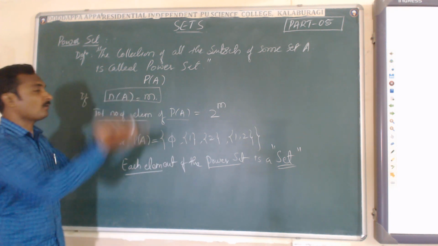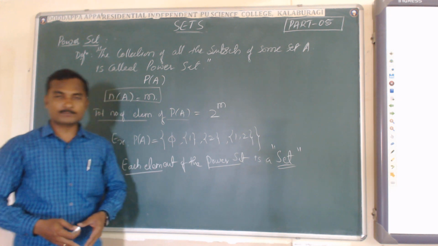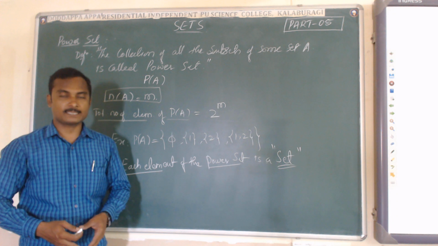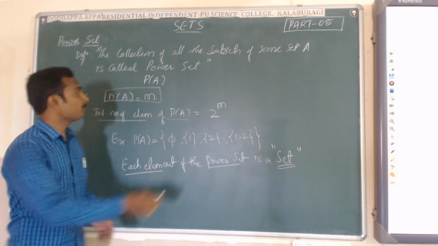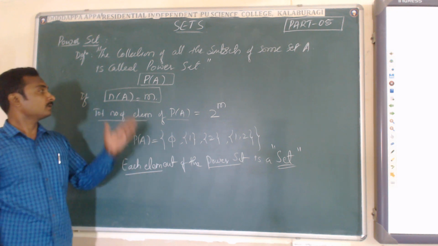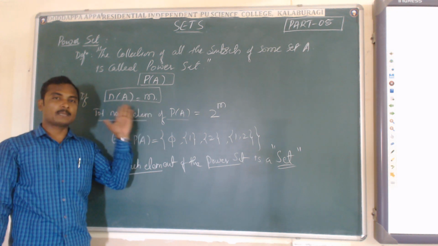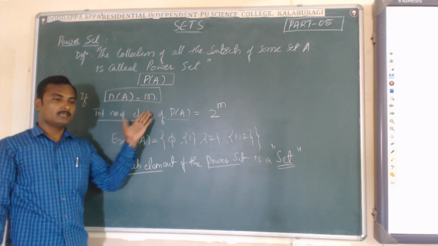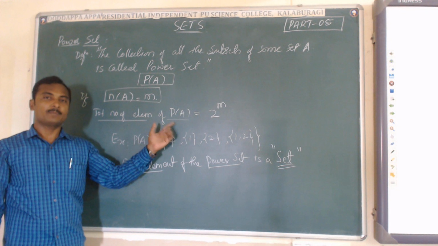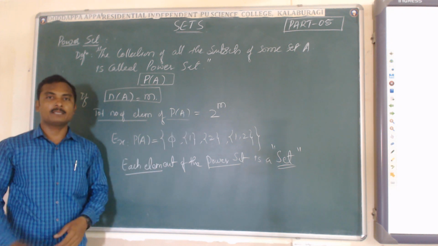Therefore, the collection of all the subsets of some set A is called the power set P of A, and the power set is denoted by P of A. If the number of elements in the set A is m, then the total number of the elements of the power set P of A is 2 to the power m.